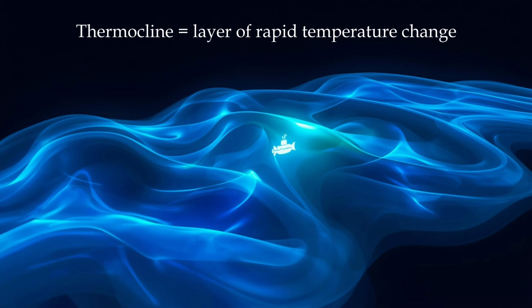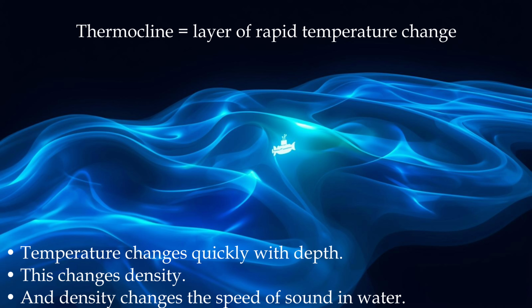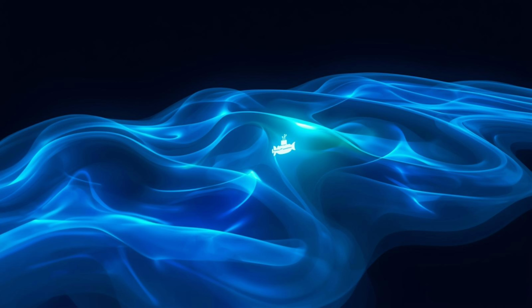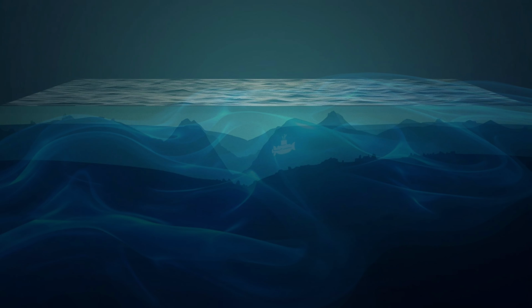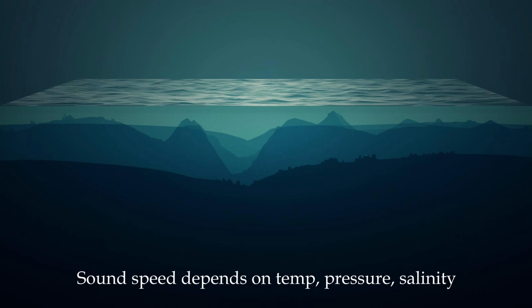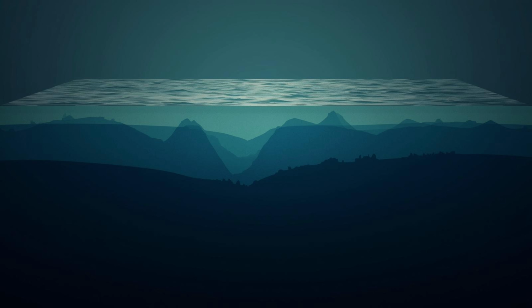In physical terms, temperature changes quickly with depth. This changes density, and density changes the speed of sound in water. Sound does not move at the same speed everywhere in the ocean. It is faster in warmer water, and also changes with pressure and salinity, that is, with depth and salt content. Overlay: sound speed depends on temperature, pressure, salinity. So if you drew a graph of sound speed versus depth, you would not see a flat line, you would see a curve. And curves bend things.